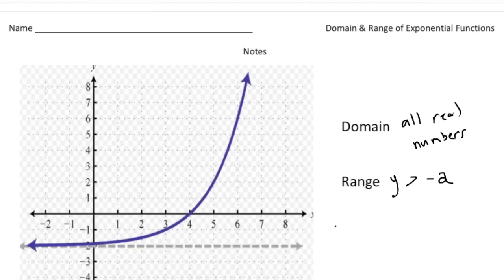Now that you have a good understanding of the domain and range of exponential functions, pause the video and try the Your Turn problems now, and when you're done, hit play. You can see how you did. Good luck.